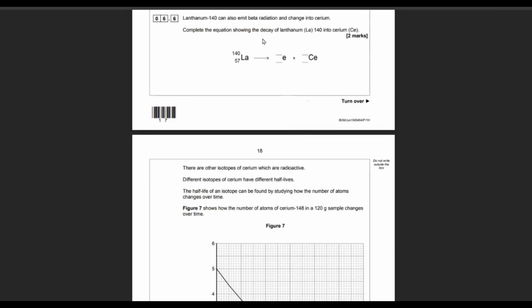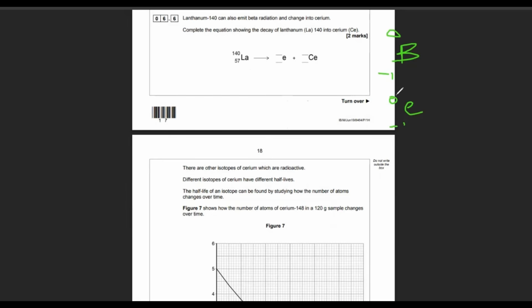Complete the equation showing the decay of lanthanum 140 into cerium. What you've got to know with beta is that sometimes they use this symbol and sometimes they use E. You can pause the video, have a go, try and get the 4 numbers down. Okay, beta has the symbol 0, 1, and obviously they're using an E here.